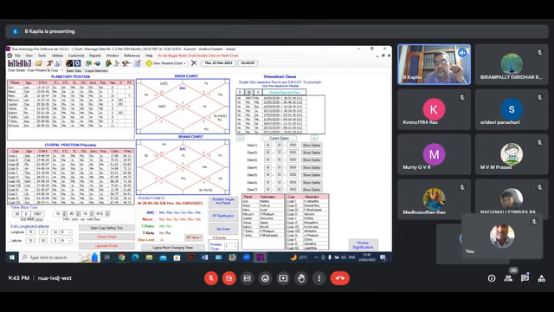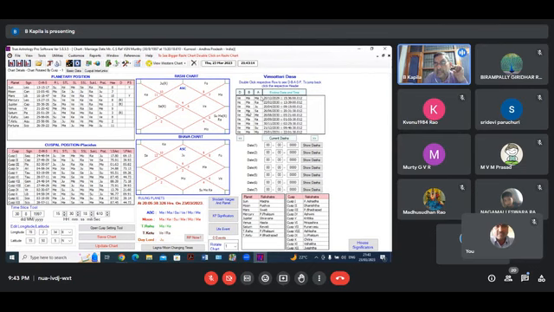Suppose instead of Moon Bhukti, it was Mars Bhukti. Which Antara starts first? Mars. Is Mars satisfying the condition to act as an Antara Lord? The answer is no. Why? Because Mars is giving me only 5 and 11.